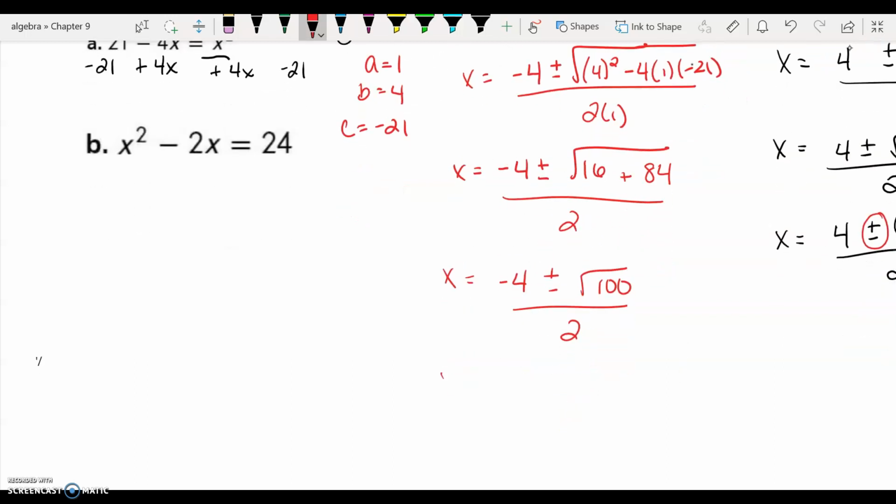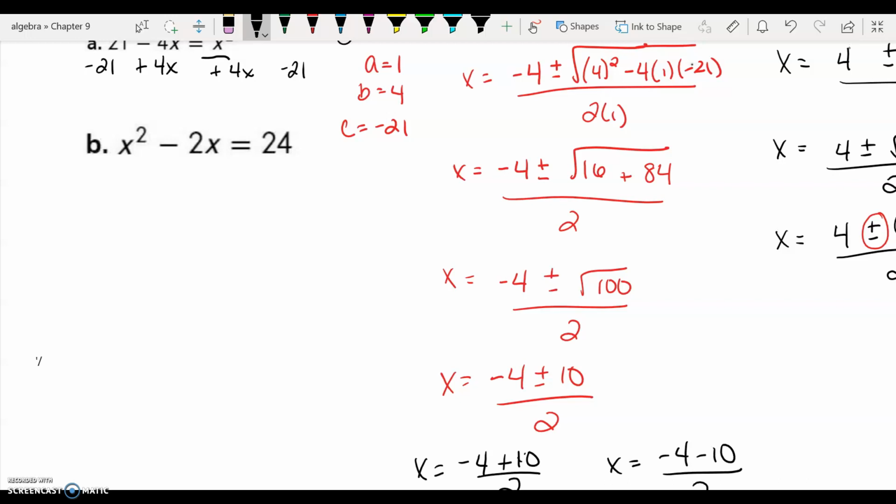The square root of 100 is 10. So this time you don't have a decimal, which is really nice. Now to get my two answers, I do negative 4 plus 10 and negative 4 minus 10.